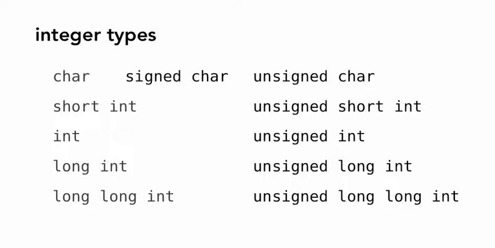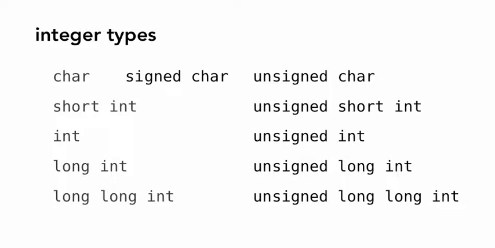The sizes of these types will vary by compiler and processor. The char type will typically be the minimum size to contain a character. On most modern systems, that's 8 bits. The char type may be signed or unsigned. All the other integer types are signed unless modified with the unsigned keyword.